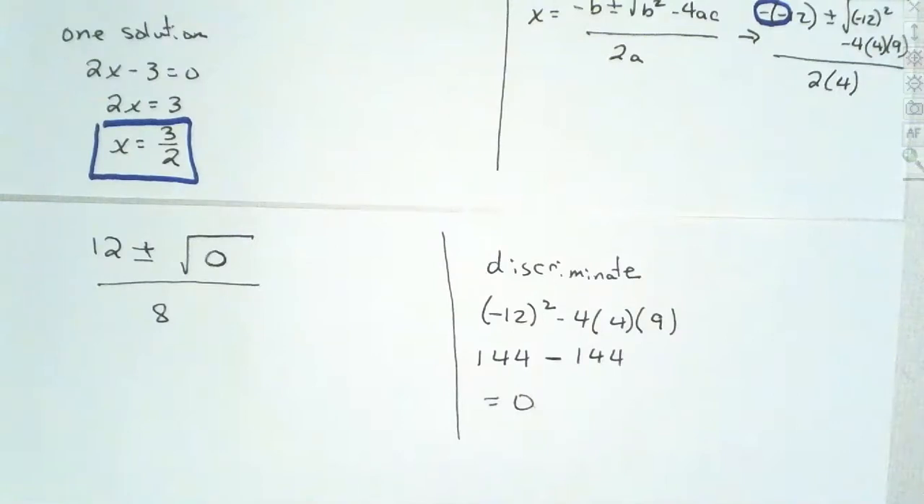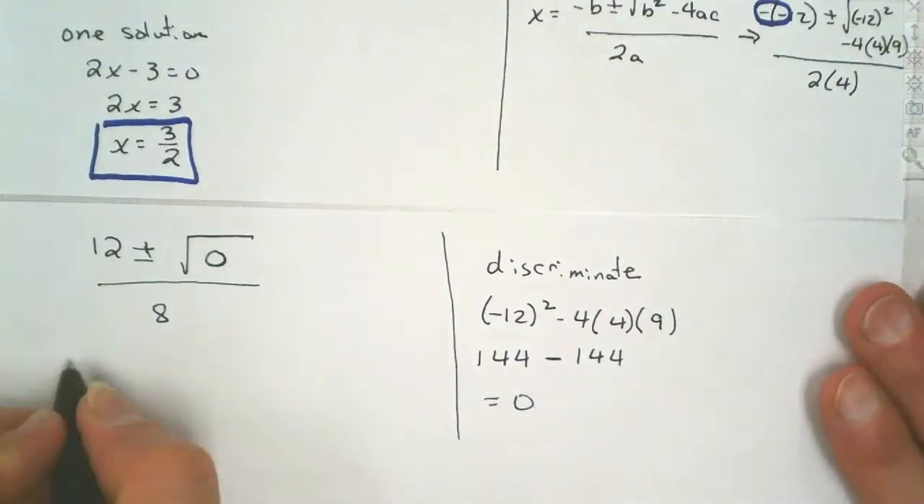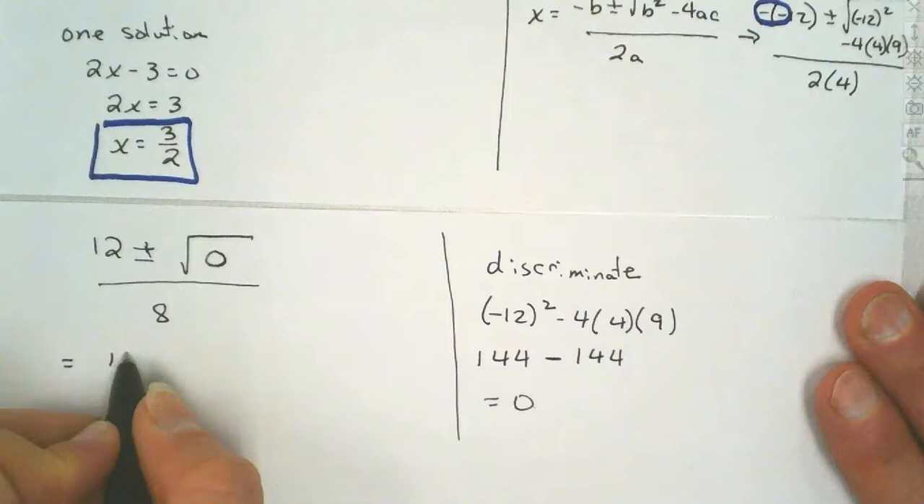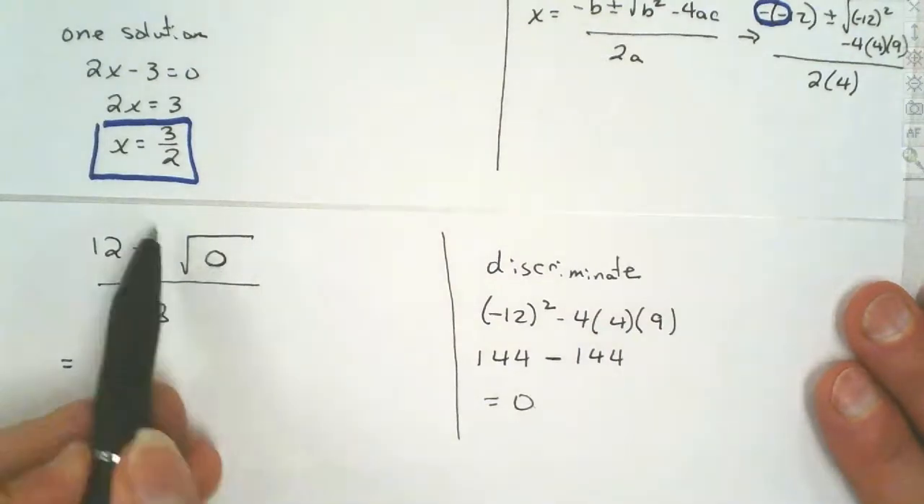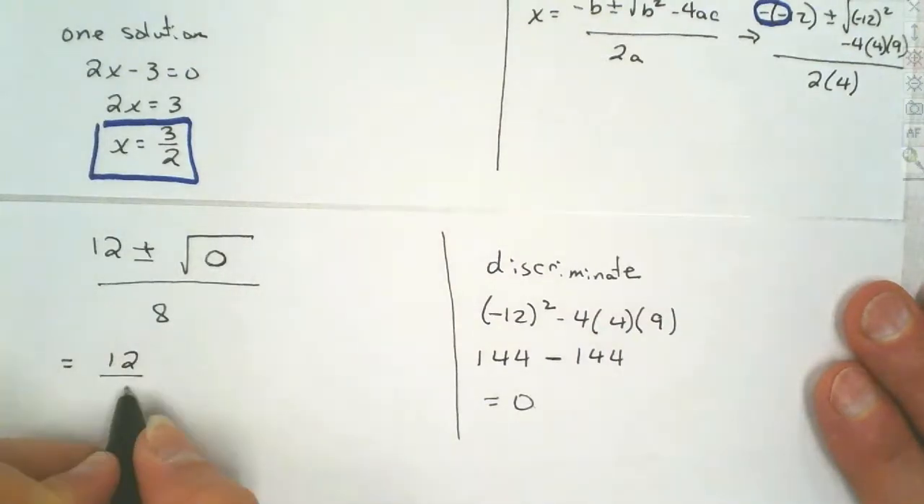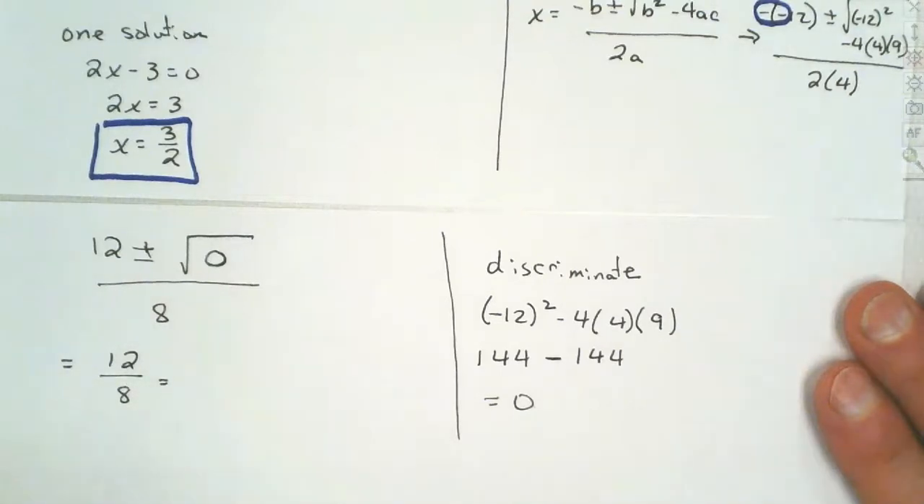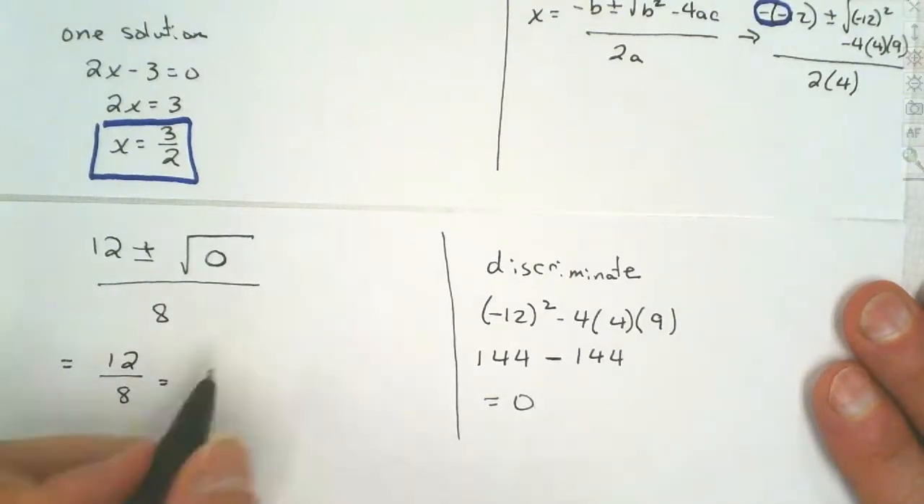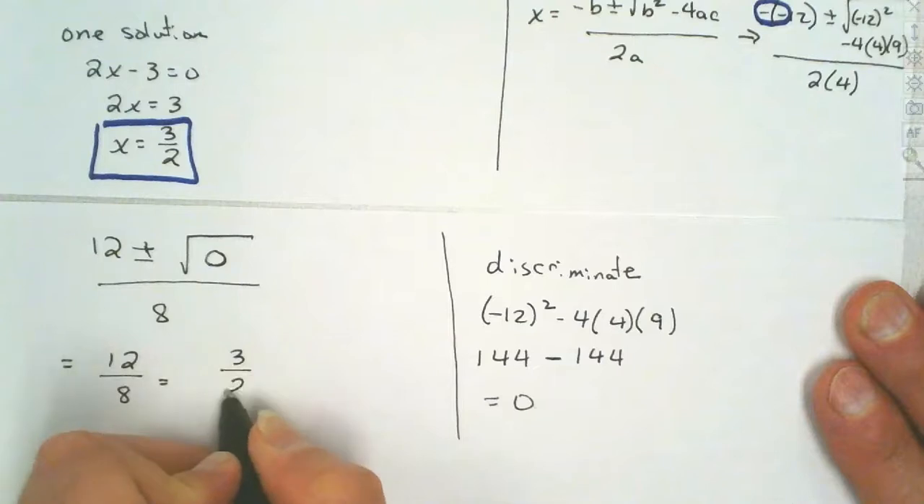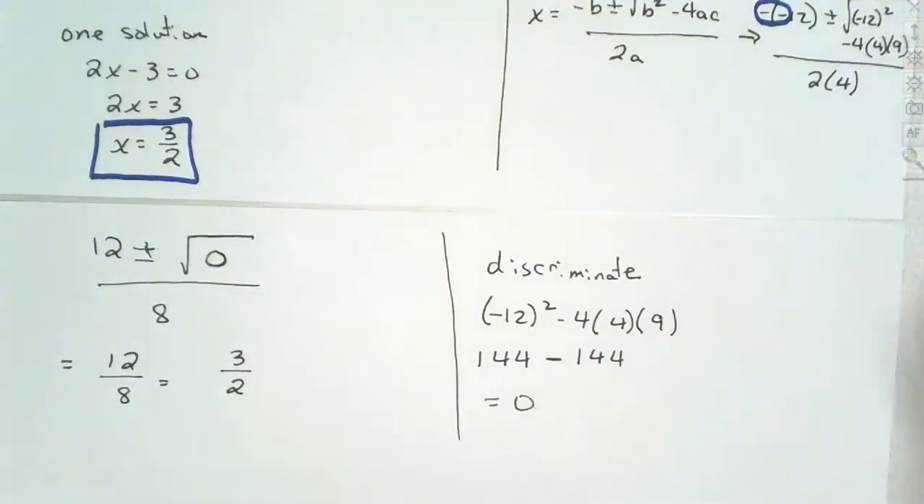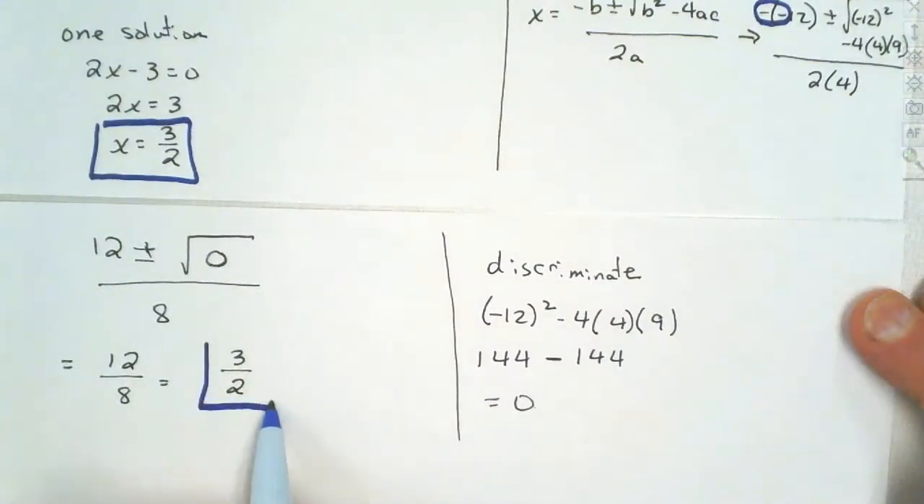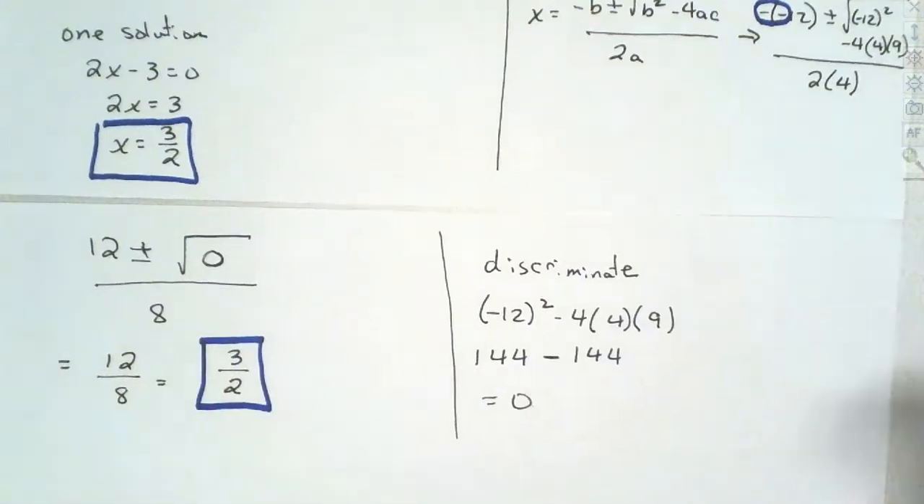Okay. Square root of 0 is 0. We don't even need to write it. So now we've got plus or minus, that goes away. 12 over 8. And what does 12 over 8 reduce down to? 12 over 8 reduces down to the same what? The same 3 halves. So notice, either way that you do it, you get the same result.